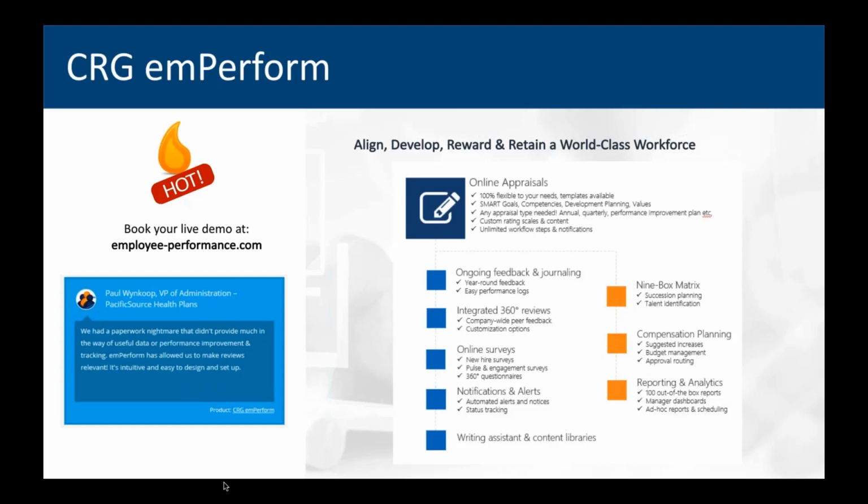There's a survey tool built in there, lots of notifications and alerts. There's a writing assistant. So, say you're doing a review and you're reviewing somebody's competencies, it'll actually tell you, hey, here's what it means to be exceeds expectations. Really useful for managers. There's a 9-box built in for talent review. I mentioned compensation planning before, and the great thing about this is you get lots of reporting and analytics.